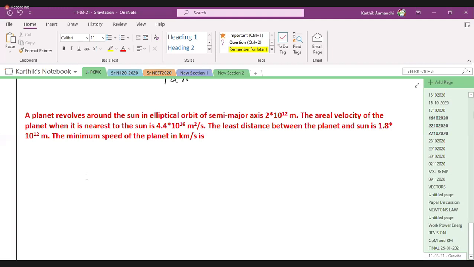Sir, is the least distance 1.8 into 10 power 12 only? Is the least distance correct?